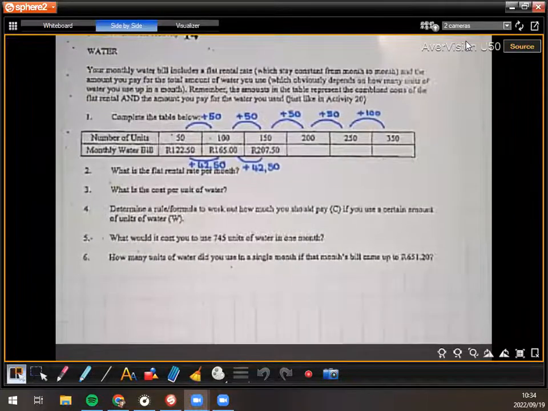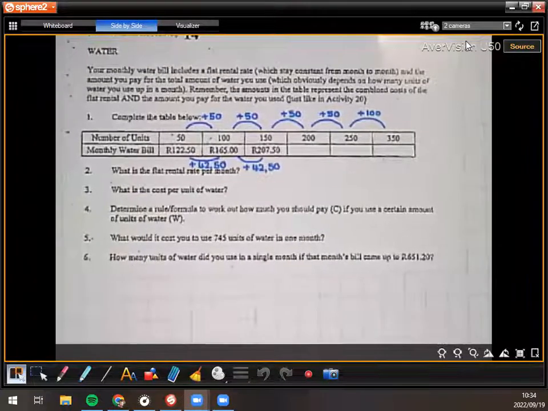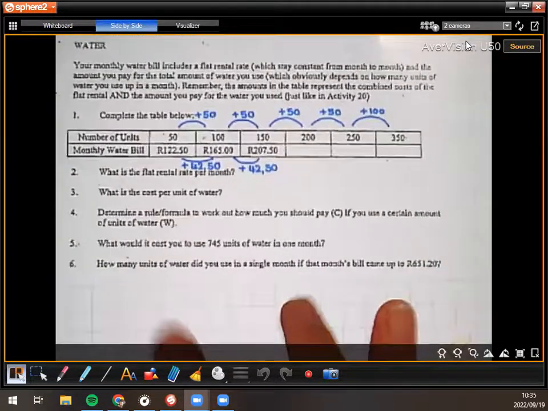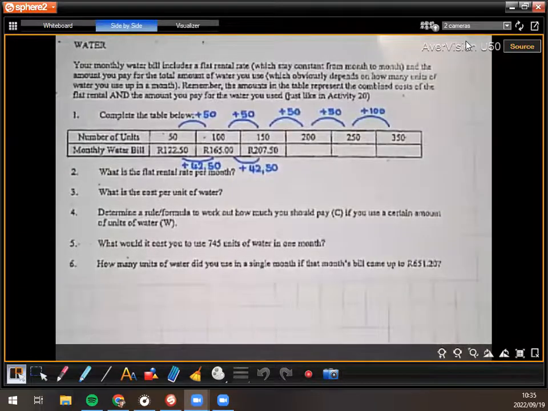Okay, this was the last activity that I asked you guys to do for this section. It is important that you are able to do questions like this in your test, and of course, like the previous ones as well. But especially these ones where they don't give you the flat rate, you must calculate it. Okay, they are a bit more difficult.